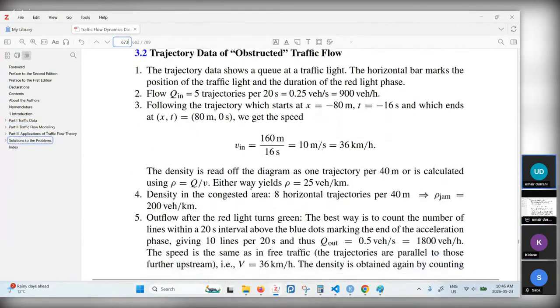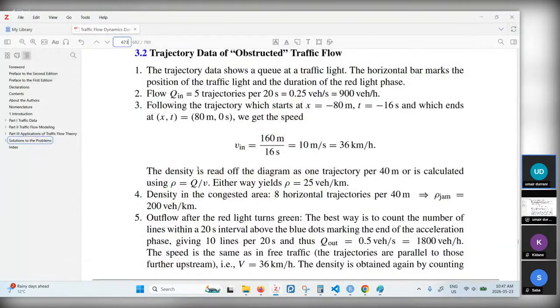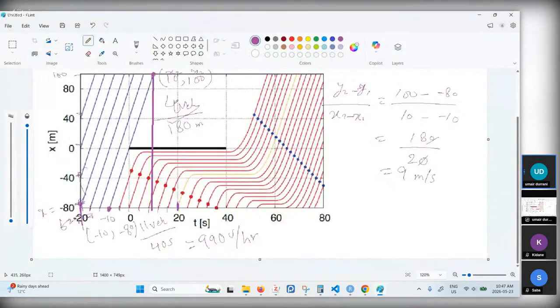Okay, so following the trajectory which starts at x equals to minus 80, t equals to minus 16, and which ends at this point, we get the speed of 10 meters per second. So we estimated that to be 9 meters per second, so pretty close. Density is read off the diagram as one trajectory per 40 meters, or is calculated using rho equals to q over v. So one trajectory per 40 meters, 1 divided by 40. And what we have here is 4 divided by 180.